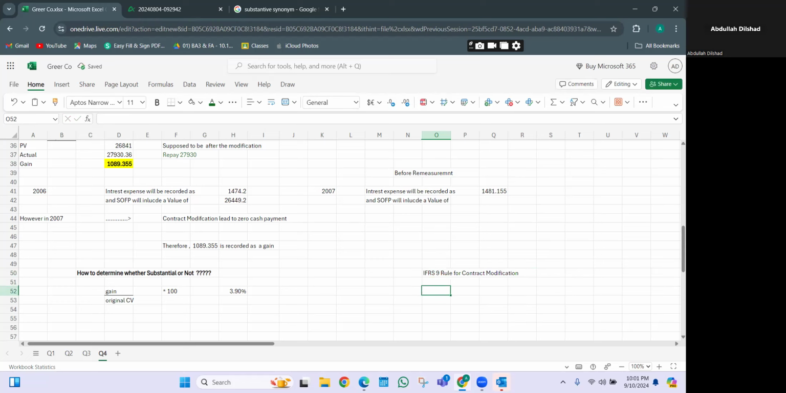What does it state? It states that if the change, this is the change, guys. Let me mark it in blue for you all. If the change is less than 10%, this is not substantive. This is all you all need to know.